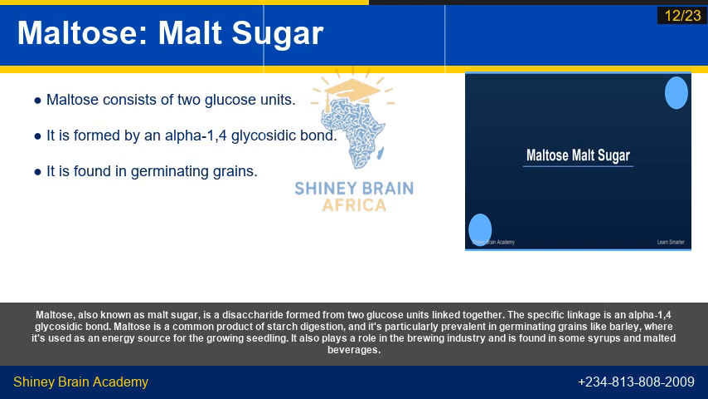Maltose, also known as malt sugar, is a disaccharide formed from two glucose units linked together. The specific linkage is an alpha-1,4 glycosidic bond. Maltose is a common product of starch digestion, and it's particularly prevalent in germinating grains like barley, where it's used as an energy source for the growing seedling. It also plays a role in the brewing industry and is found in some syrups and malted beverages.